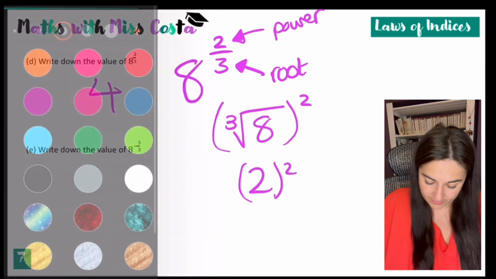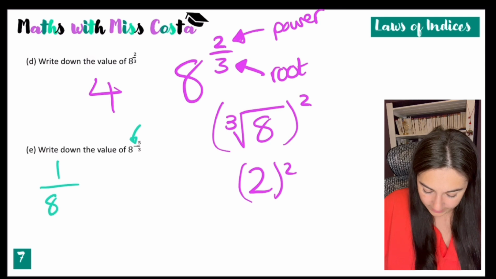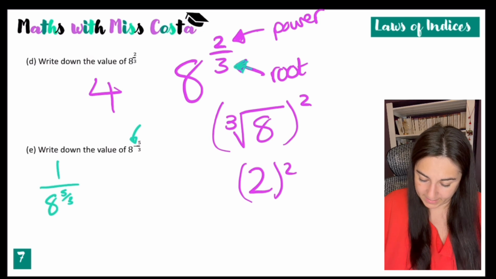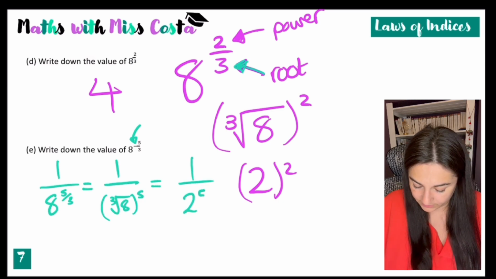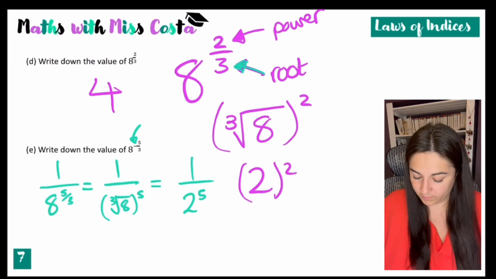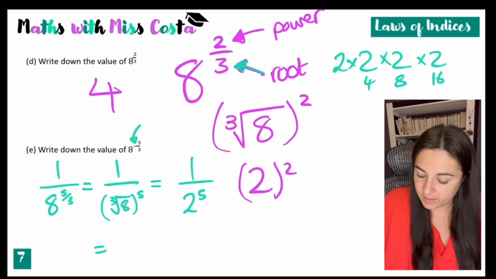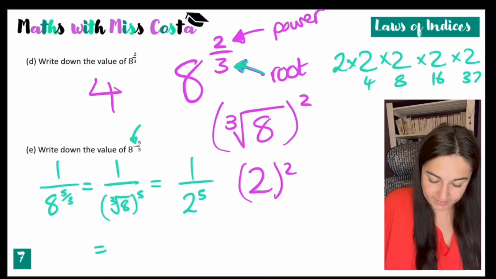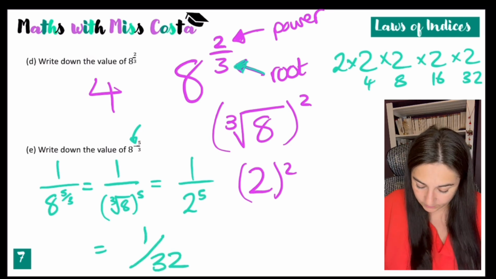Now it gets a little bit trickier over here with negative indices. So when you see a little negative, all that means is it's the reciprocal. So that would be 1 over 8 to the power of 5 over 3. So once again, what does the base mean? It means the root. So that's the same as 1 over the cubed root of 8 to the power of 5. What's the cubed root of 8? We just said that was 2. So I'd be left with 1 over 2 to the power of 5. And 2 to the power of 5 is 2 times 2, which is 4, times 2, which is 8, times 2, which is 16, times 2 again, which is 32. So the value of 8 to the power of negative 5 over 3 is 1 over 32.